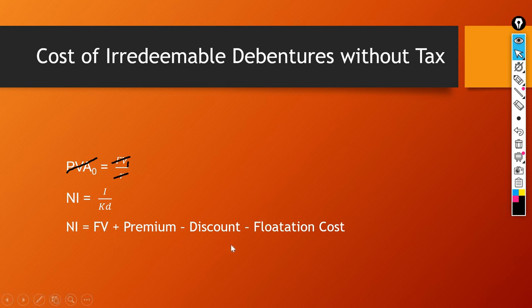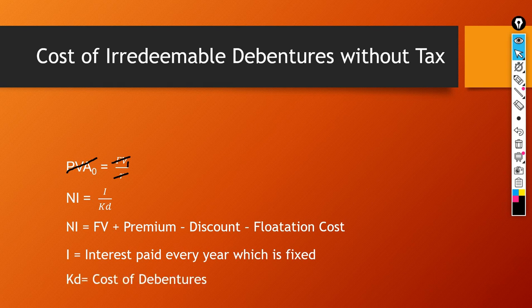And whatever the answer is, you have to subtract your floating cost. That means whatever cost is incurred at the time of issue of debentures. Maybe your commission, maybe your book building cost, maybe your advertisement cost, maybe any cost. And I means interest, which is paid every year, and this is the fixed interest. And KD means cost of debentures.